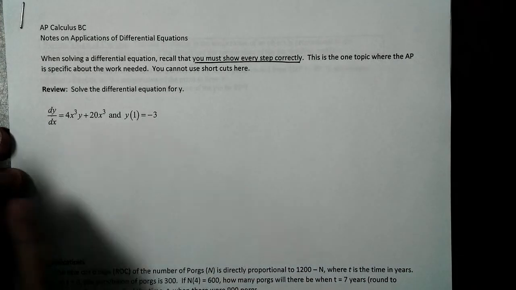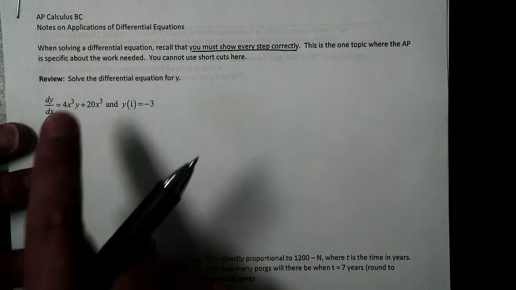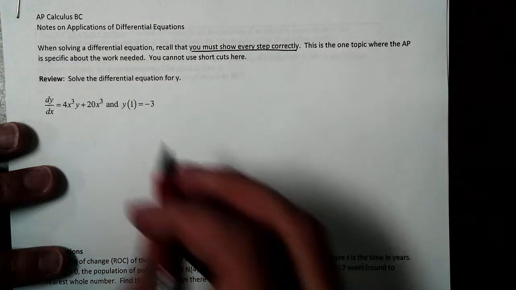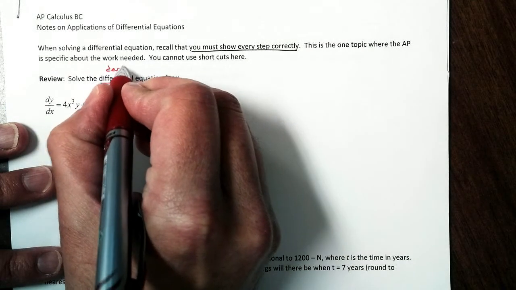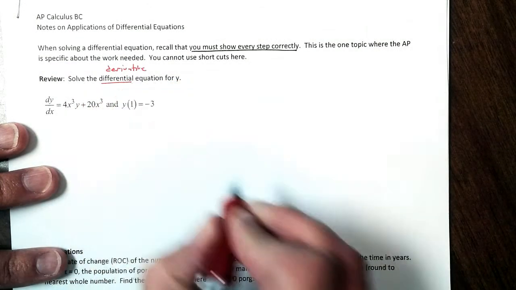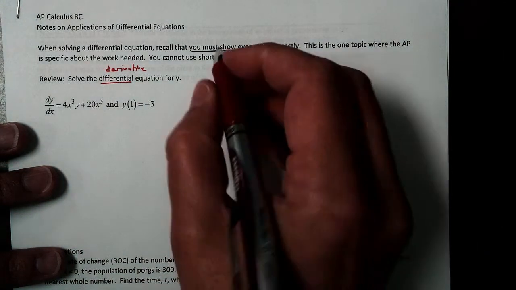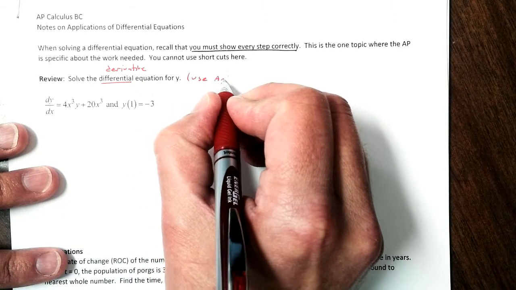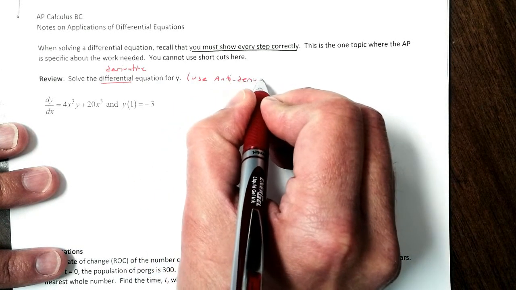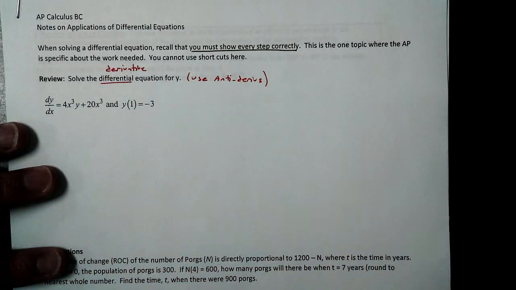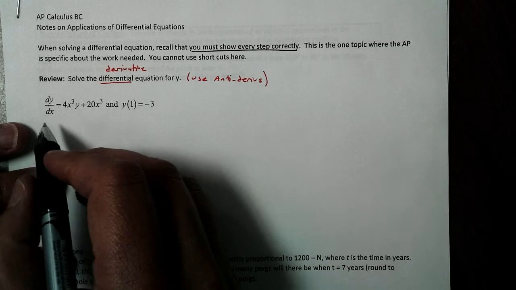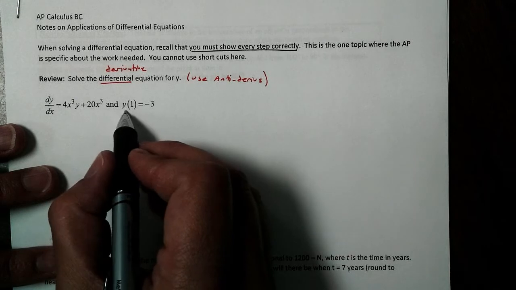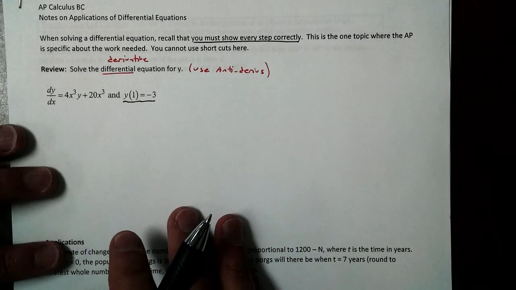So let's look at an example, kind of a review for us. We want to solve the differential equation for y. Anytime they say the word differential, they're really talking about a derivative. If we're solving the differential for y, to solve a derivative equation, we know we have to use antiderivatives. We're given this derivative, x cubed y plus 20x cubed, and they give us this initial condition, which we'll work with later on.